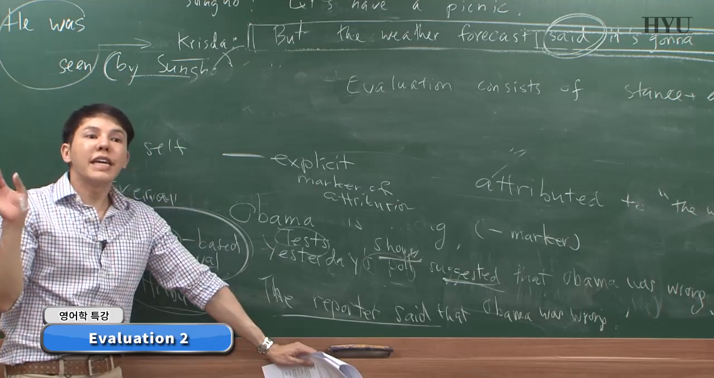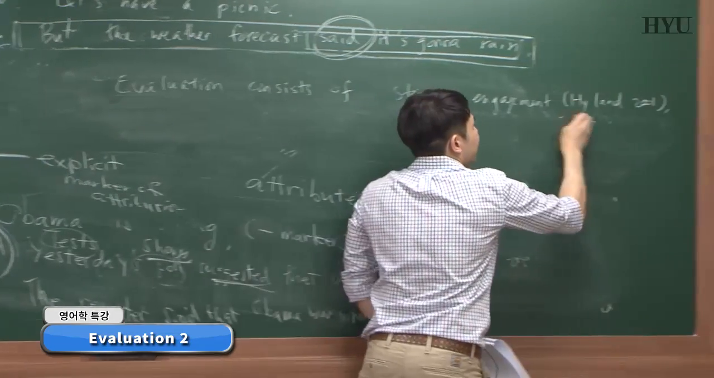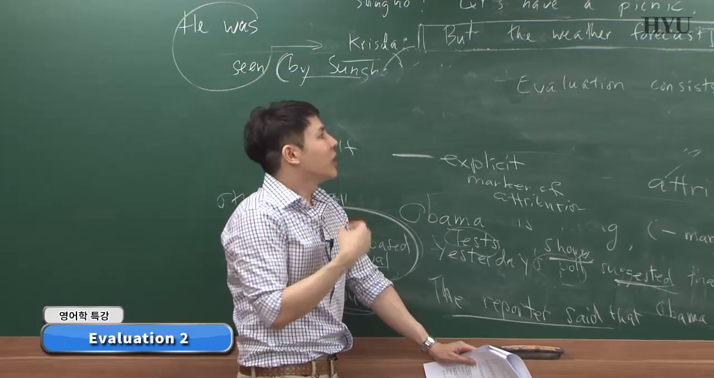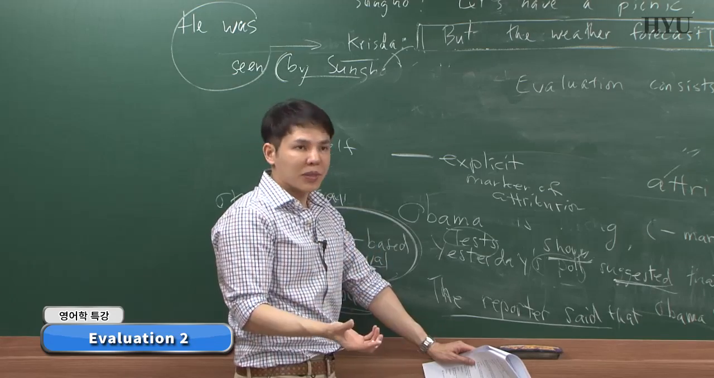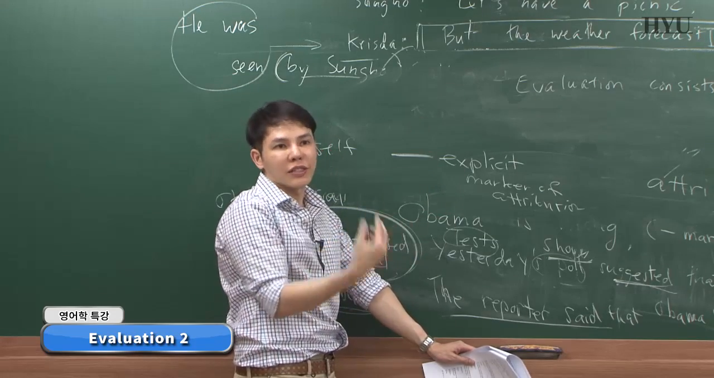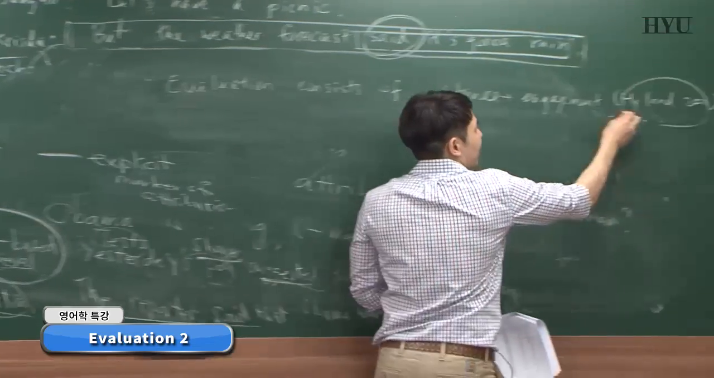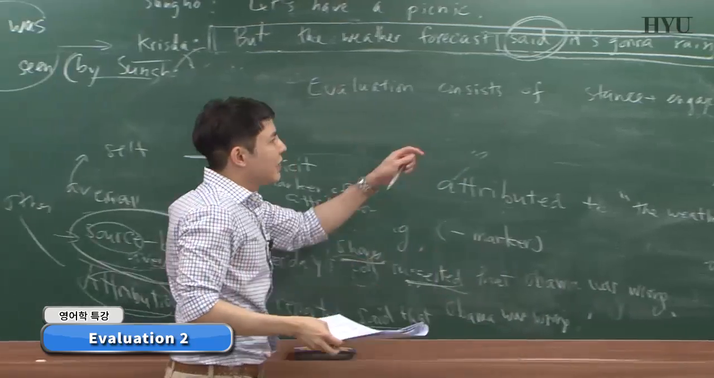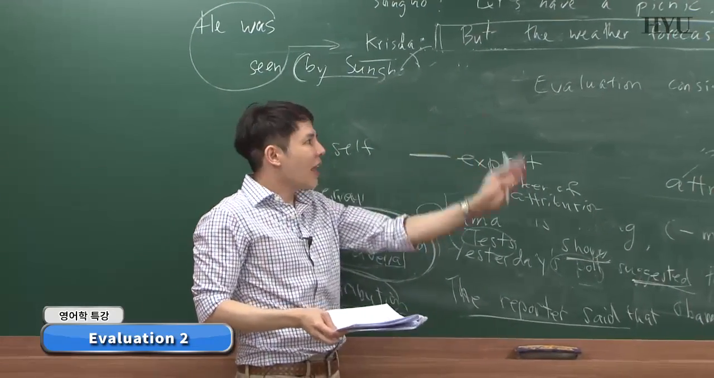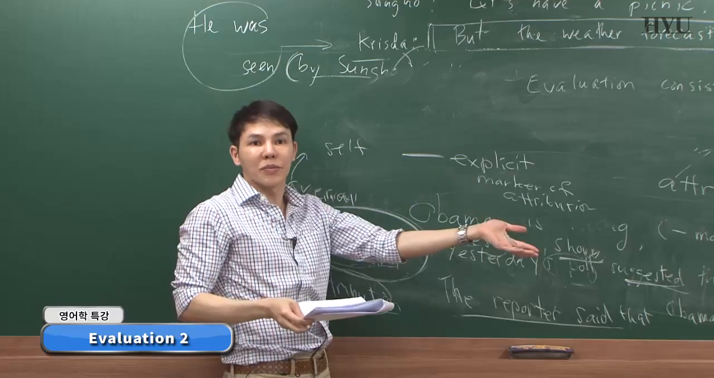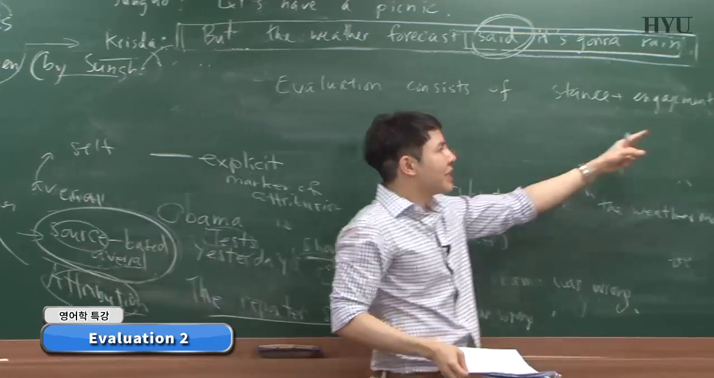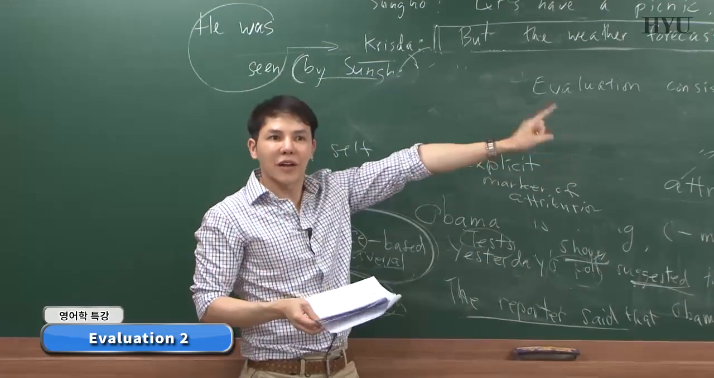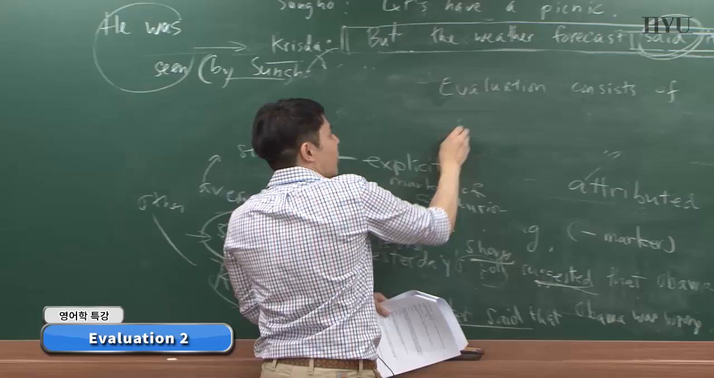You guys, a citation like this can count as a marker, right? For example, "evaluation consists of stance and engagement (Hyland 2005)." So in this case, this is a marker of attribution, right? Because you can say Hyland claims that evaluation consists of stance and engagement. So that statement is attributed to Hyland. In this case there is a marker, it's just that you don't see it written that way.